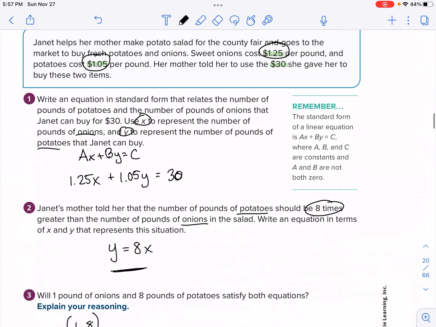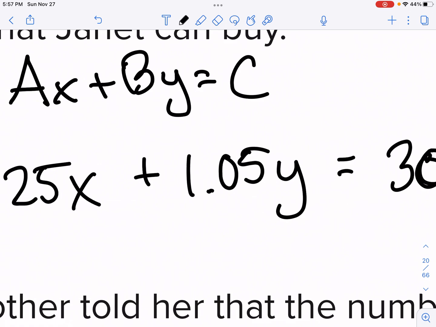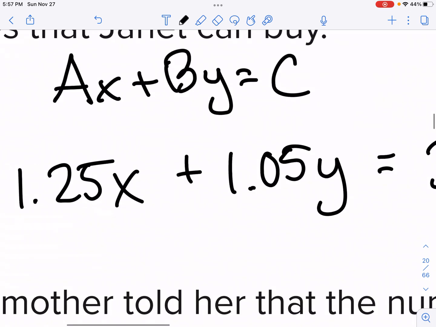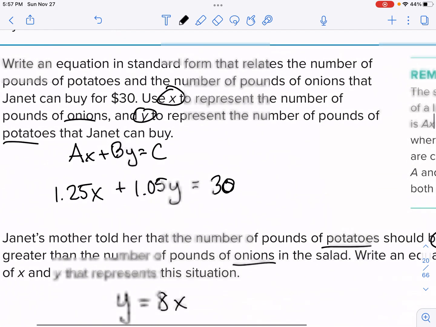Because if you put 1 right here, 1.25 times 1 is 1.25. 8 times 1.05, that would be $8.40. $1.25 plus $8.40 does not equal $30. So that's not going to work out.